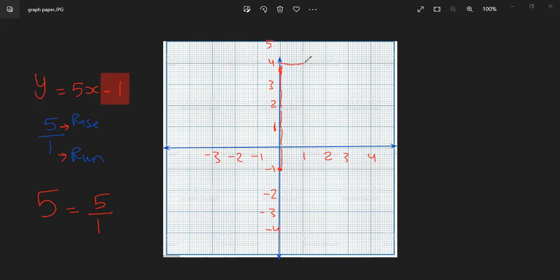Then run 1. Then put a point. Then join them up. This is the line, the equation of the line. I represented it graphically. That's it.